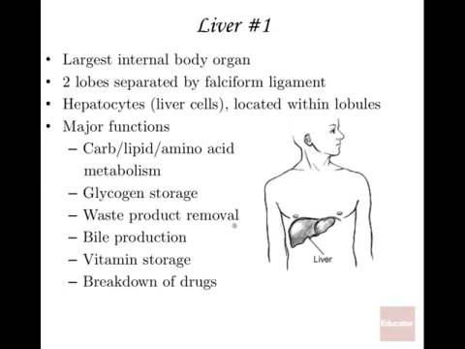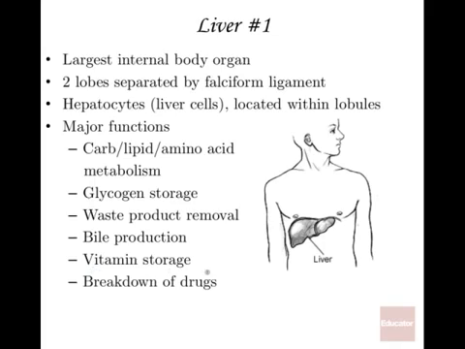Waste product removal. The removal of waste from your bloodstream happens significantly in the liver. Bile production. Bile, which I'll talk about more in a bit with the gallbladder, has to do with the emulsification of fats, breaking down fats into tinier bits that make it easier for enzymes to break them down and absorb them.